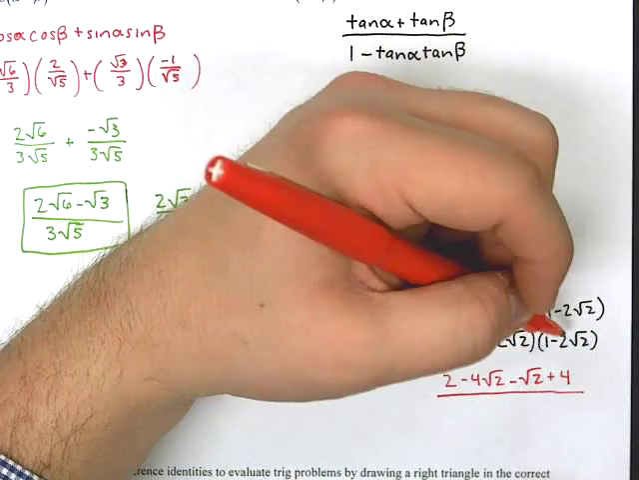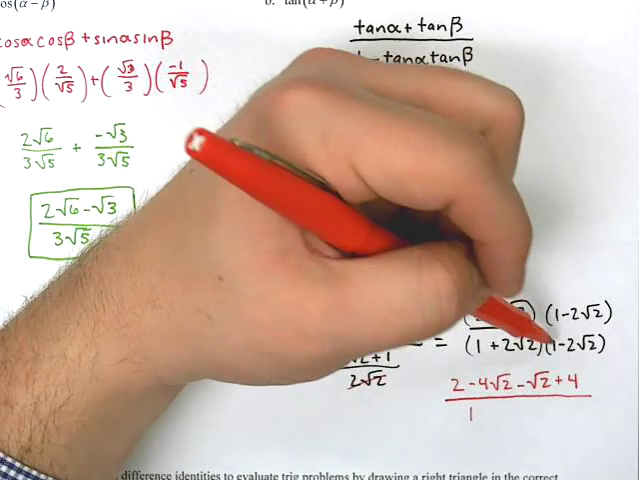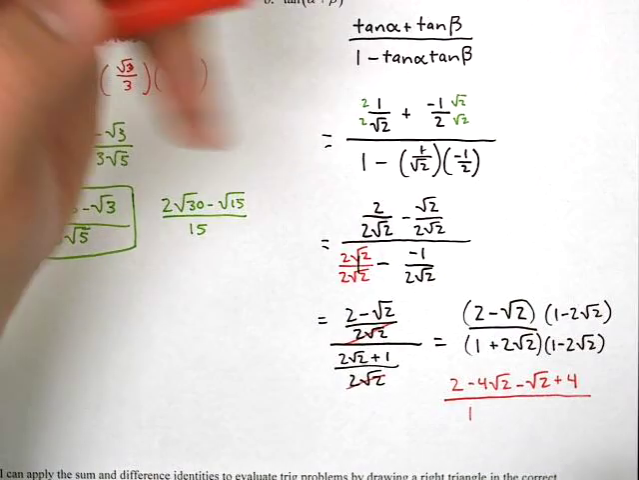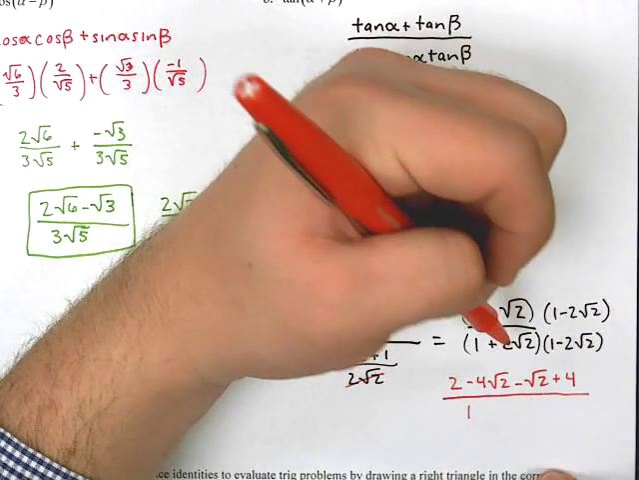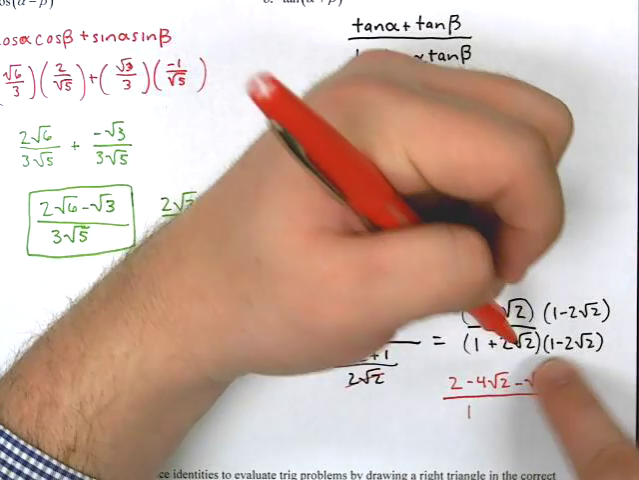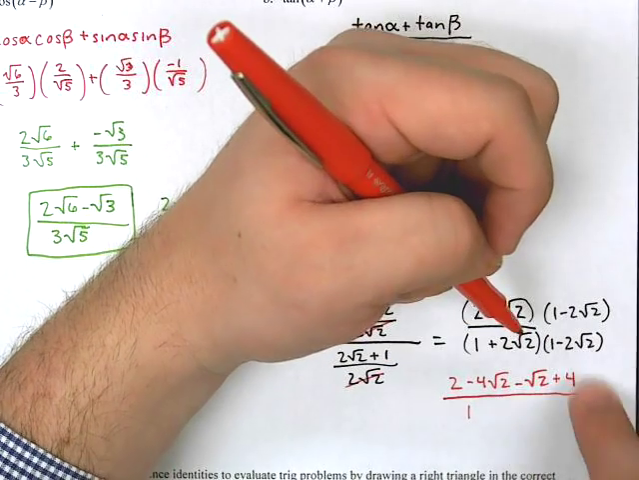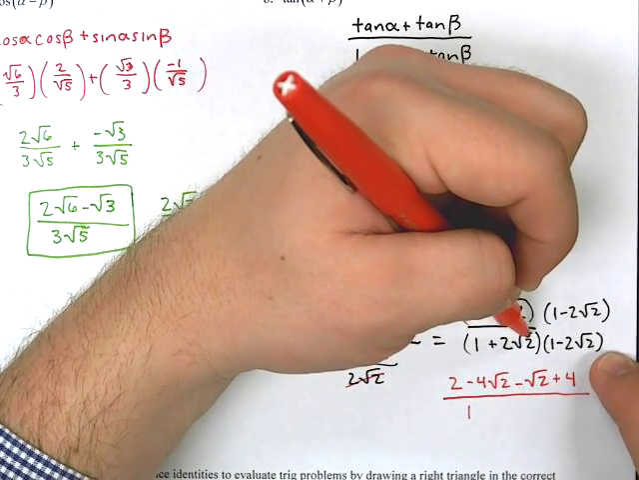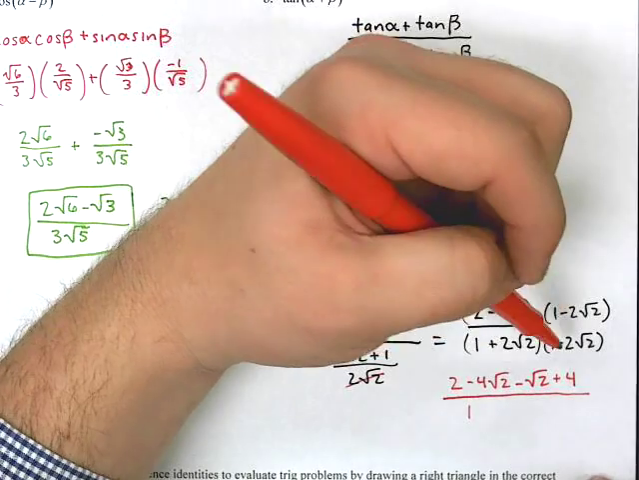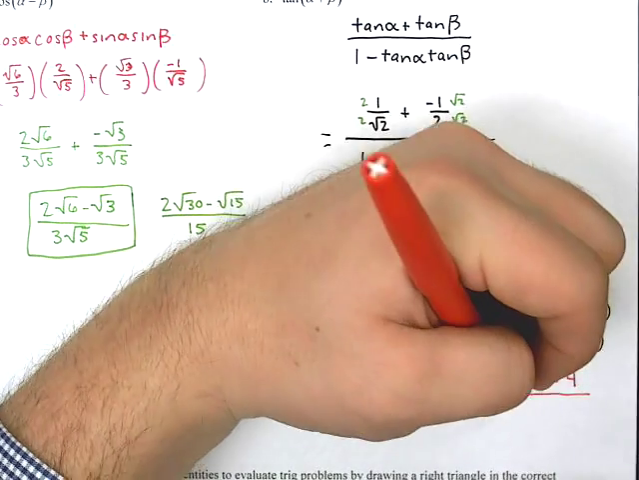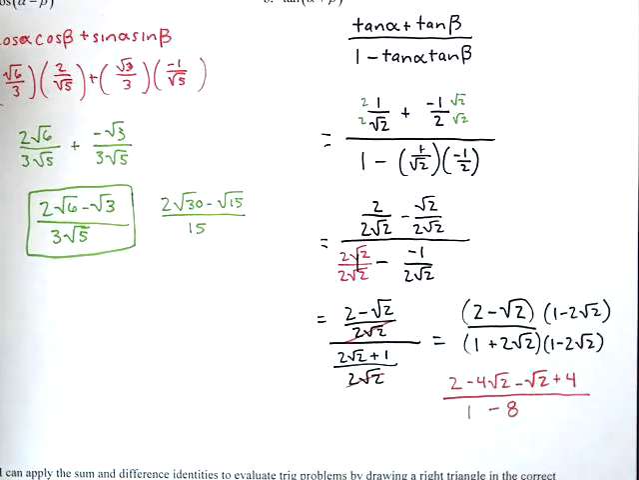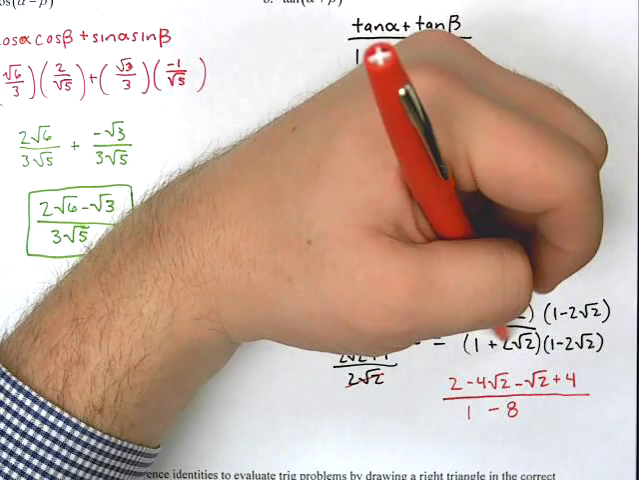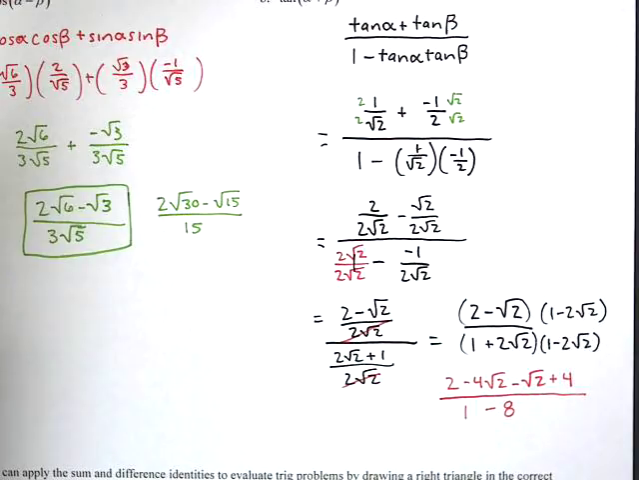On the bottom, 1 times 1 is 1. My insides and outsides should cancel each other out. And then, let's see here, I have a little bit more work to do. 2 root 2 times negative 2 root 2, means, well, these root 2's are going to multiply together to make a 2. So 2 times this 2 times this. Okay, so I have a negative 8. Again, 2 root 2 times 2 root 2 will be 4 times 2. There we go.